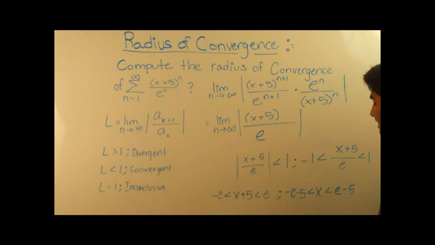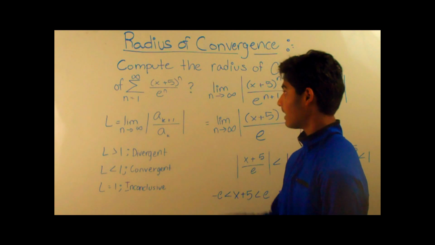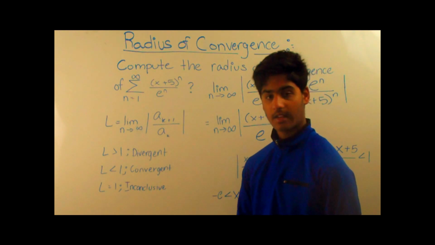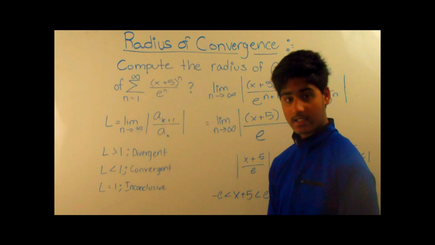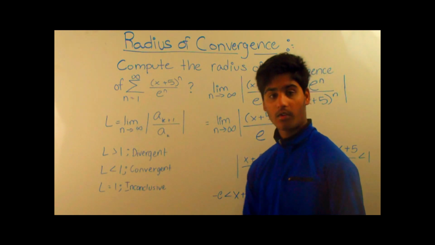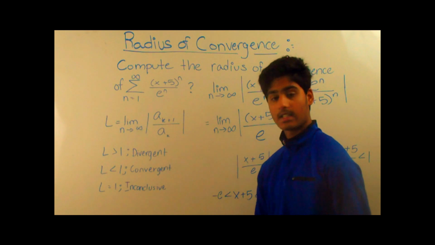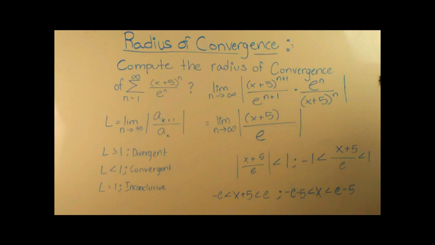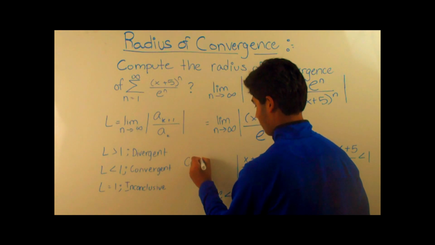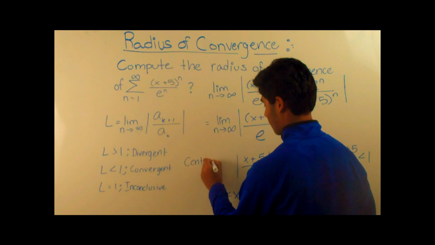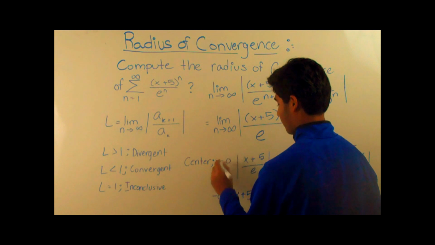So let's figure out what the center was. How do we figure out what the center was? Well, the center is the value that we plug in for x that makes this equal to 0. That value would be negative 5, because if we plugged in negative 5 to this, we get 0 to the n power over e to the n power, which is 0. So the center is at x equals negative 5.